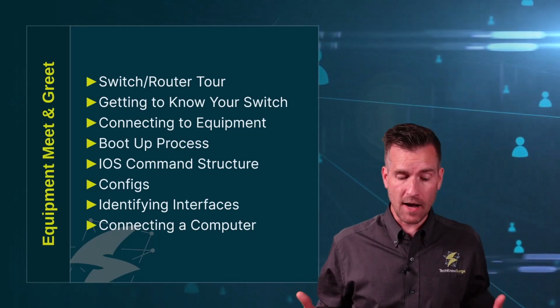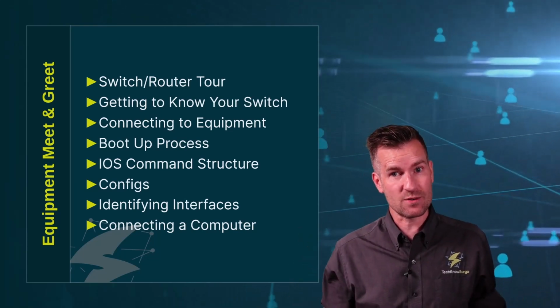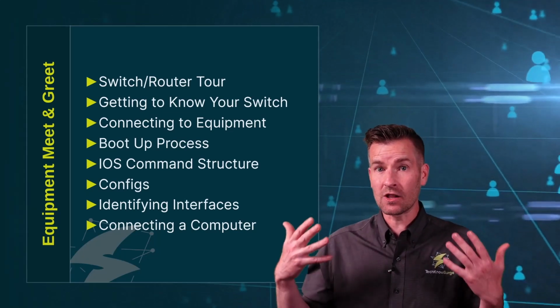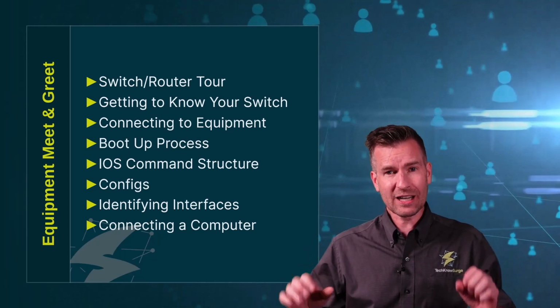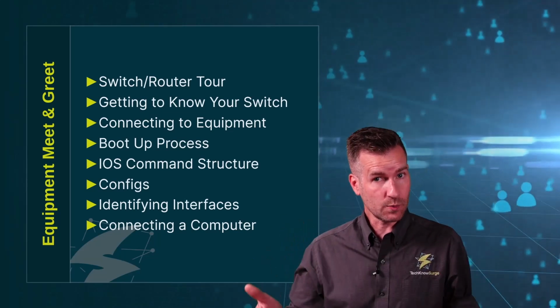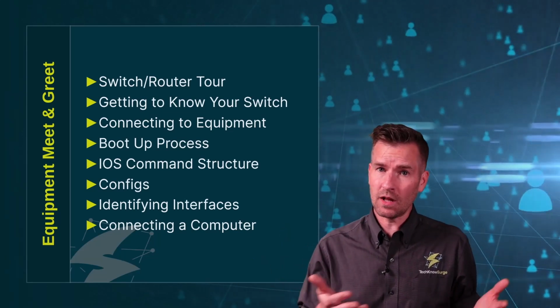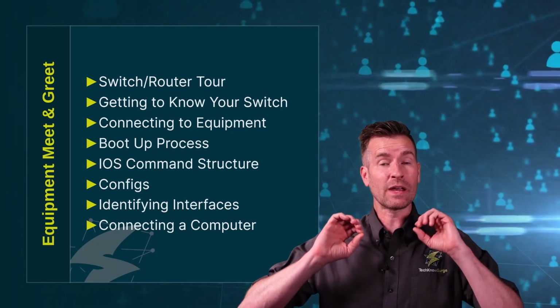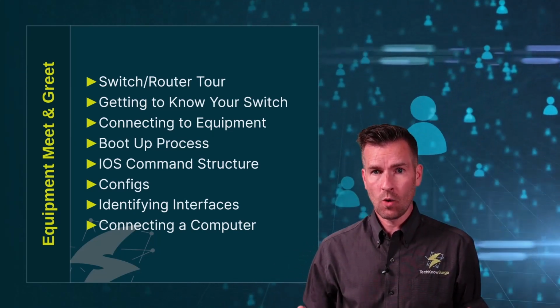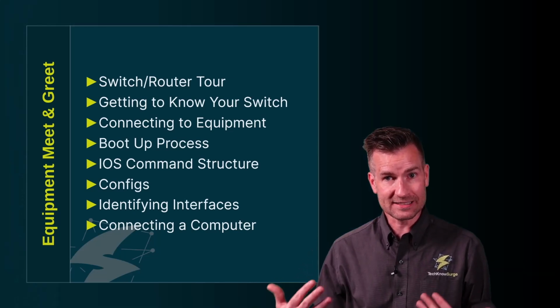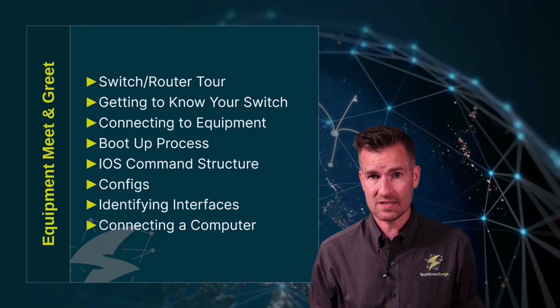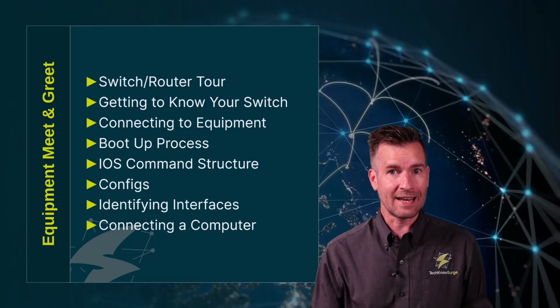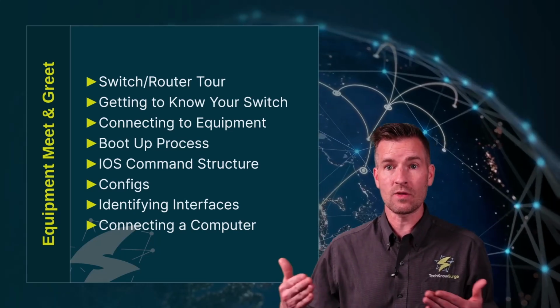We're going to kick this module off taking a look at both a switch and a router and just taking a look at what they look like. Then we're going to get a little more in depth into a switch, and by understanding the switch we'll also know a little more about routers as well. We're going to talk about how we are going to connect to this equipment. We're going to want to start programming it or setting it up, doing some configurations on it. And to do that we need to connect to it. So we'll learn how to connect to the equipment.